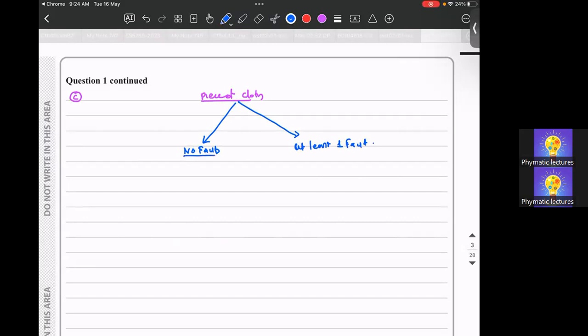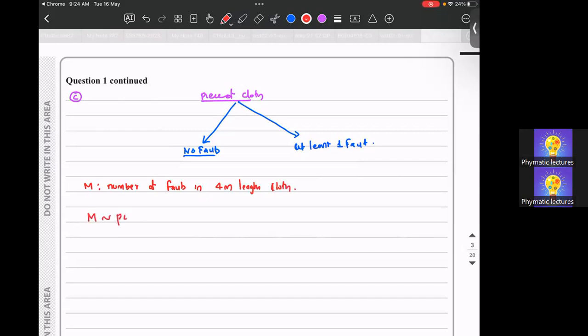So first of all, we will define a random variable. What is my random variable? The new random variable is, say, M. What is M? Number of folds in a 4-meter length of cloth. How is this M distributed?